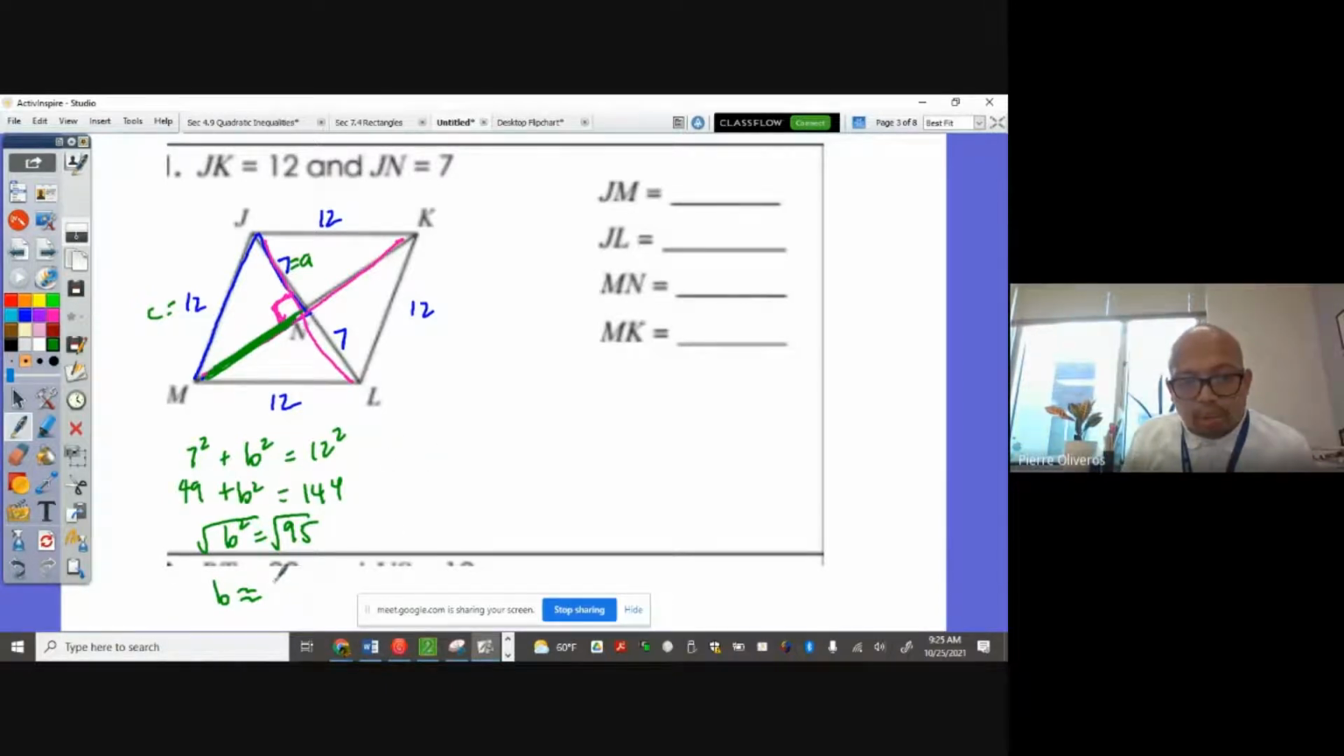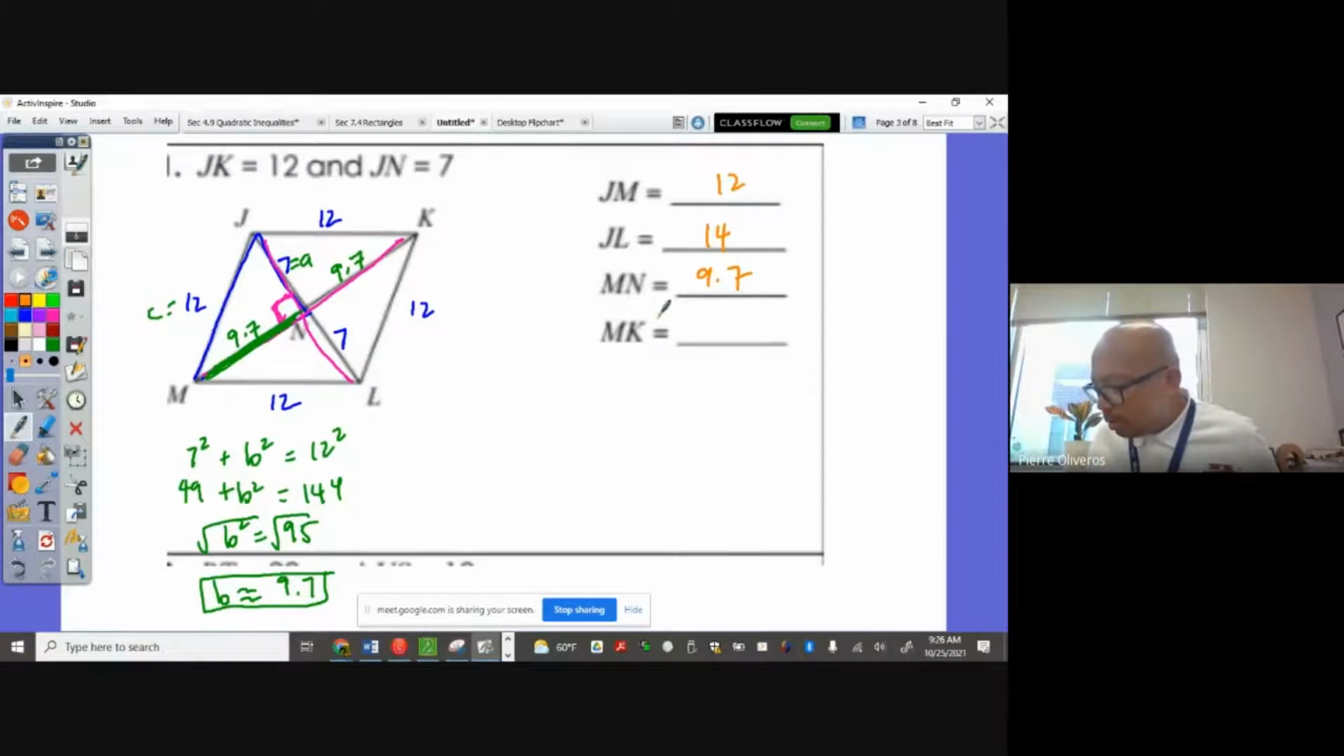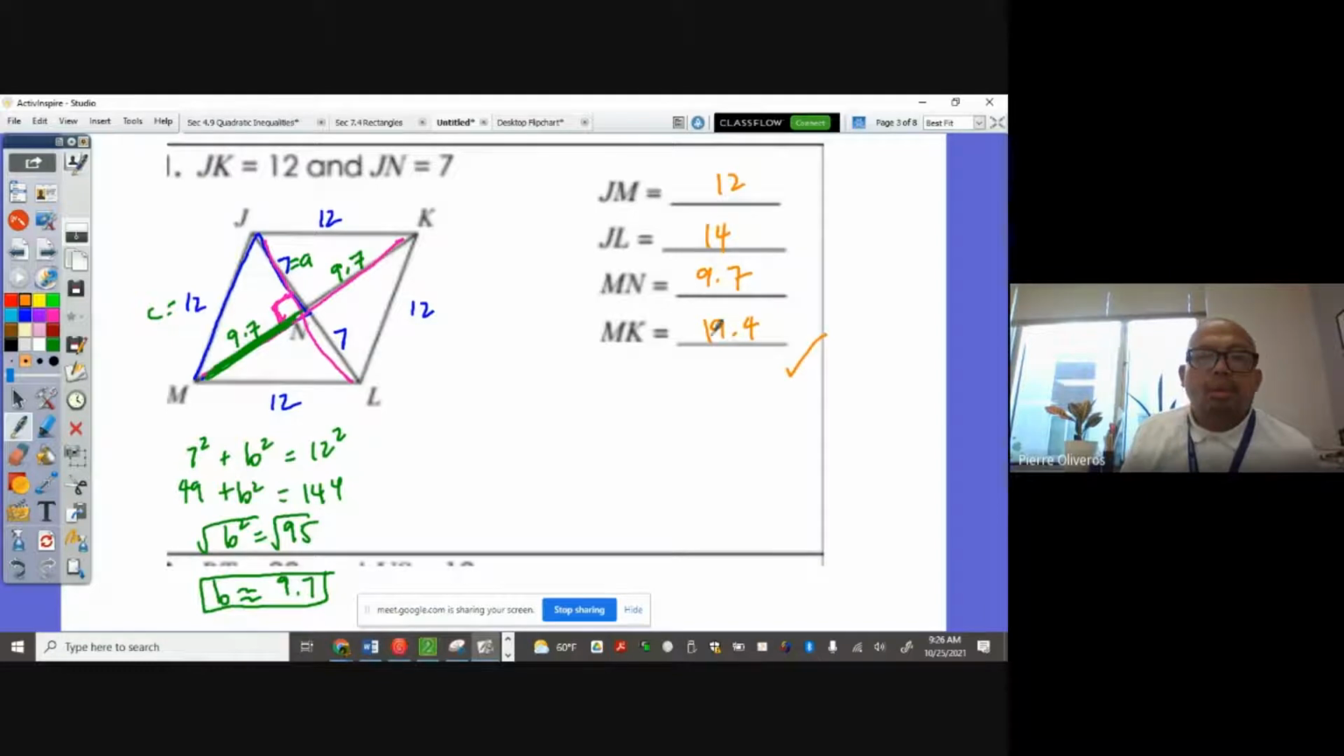So 9.7, because of 9.7 there. So this is 9.7. And where else can we get 9.7? The other side of the diagonal there. Okay, so let's find out here. JM is 12. JL is 7 plus 7. It will be 14. MN is 9.7. And MK is 9.7 times 2, which is 19.4. Kaboom.